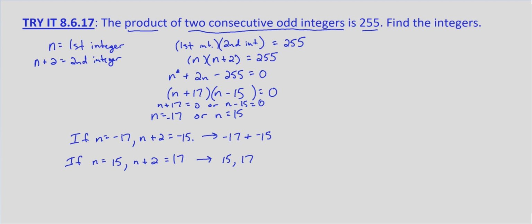So the consecutive integers, if we write this out in a complete sentence, the consecutive odd integers are negative 17 and negative 15, or 15 and 17.